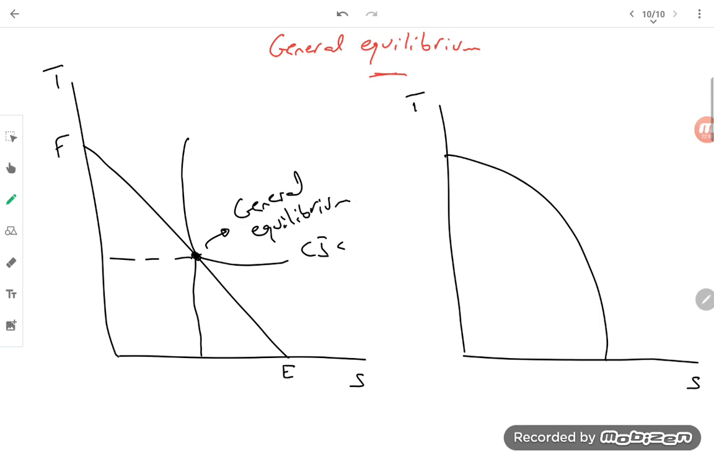As at this point, consumers would like to consume A and B of soybeans and textile in order to maximize satisfaction, while producers would like to produce A and B of soybeans and textile in order to maximize profit. So this is the point of general equilibrium.